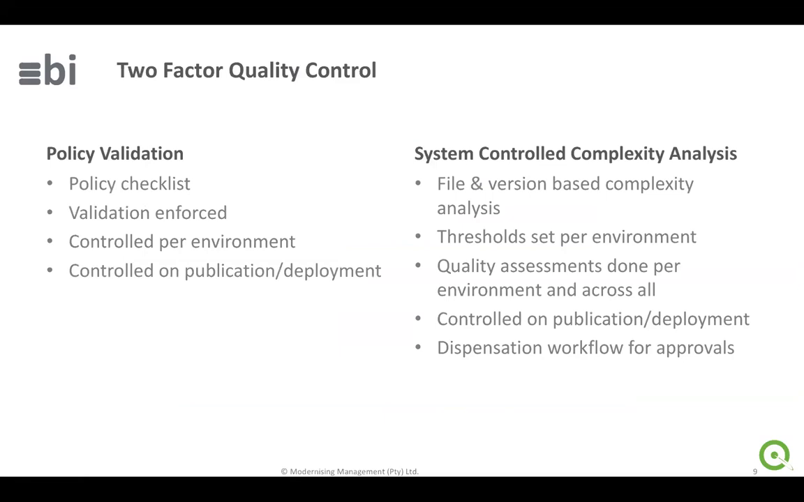So on your policy validation, you have your policy checklist. So you can set up your checklist, and people will have to confirm or validate that checklist before they actually publish into an environment. So it's controlled per environment and controlled per publication or deployment, if that's your terminology. Then you have the system control complexity analysis, where it's file and version based complexity analysis, and then you have the thresholds which are set per environment.